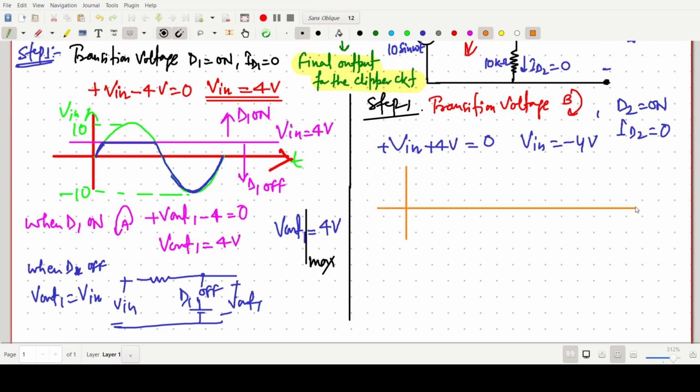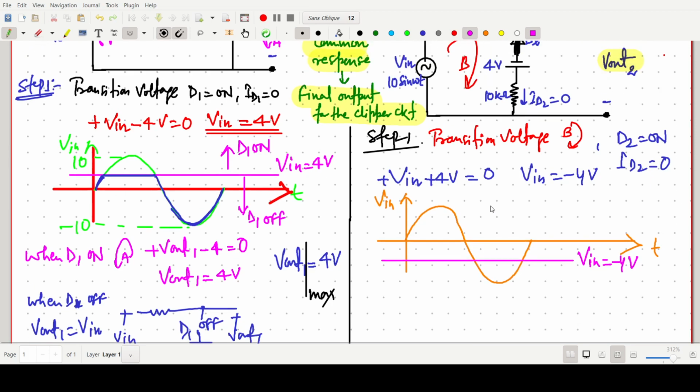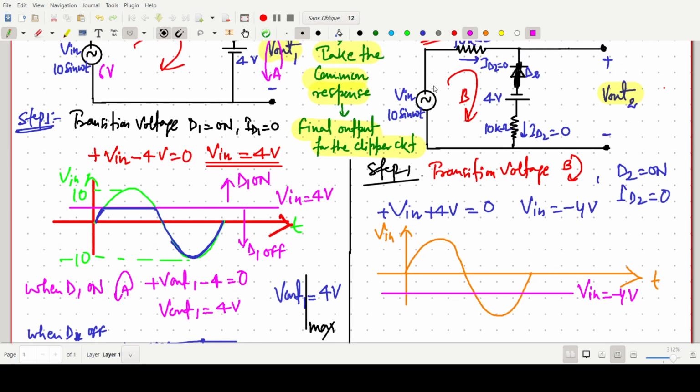So for this purpose I am doing it again. V in transition is minus 4 volt. So there will be a line here at V in equals minus 4 volt. Now above or below this line will decide for which sign the diode will be on. When V in is above minus 4, suppose minus 3, 2 or 5 volt, or any voltage, say the peak to peak is 10, take suppose 5 volt.